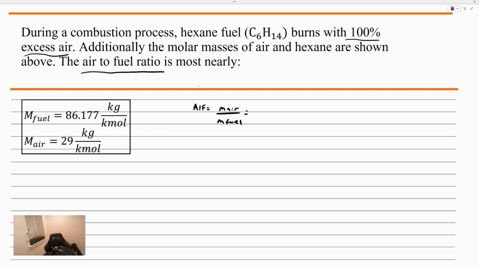Now, we can find the mass of air by taking the number of moles of air multiplied by the molar mass of air. If you look at the units here, it makes sense that we're using that kind of formula. Number of moles is like kilomoles, and the molar mass is kilograms per kilomole. So the kilomoles cross out, we're left with kilograms. That equation makes sense. And the same for fuel: the number of moles of fuel multiplied by the molar mass of fuel.